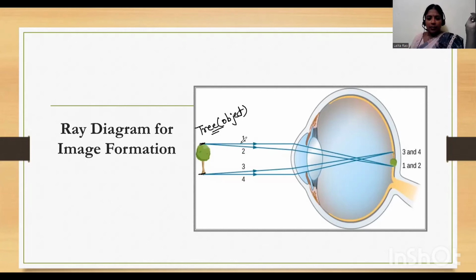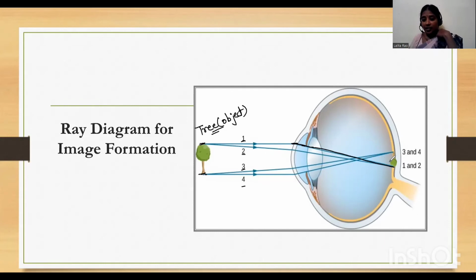Let us say ray number 1, ray number 2, ray number 3, and ray number 4. These are the four rays. Two rays from the top point, two rays from the bottom point, because these two rays will give the image of the top point and these two rays will give the image of the bottom point. So these rays, when they strike the cornea, they get converged. From the cornea only they get converged. Then again here they get converged and they form the image.